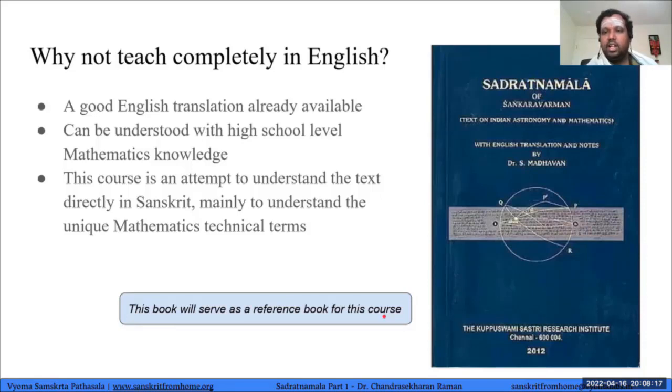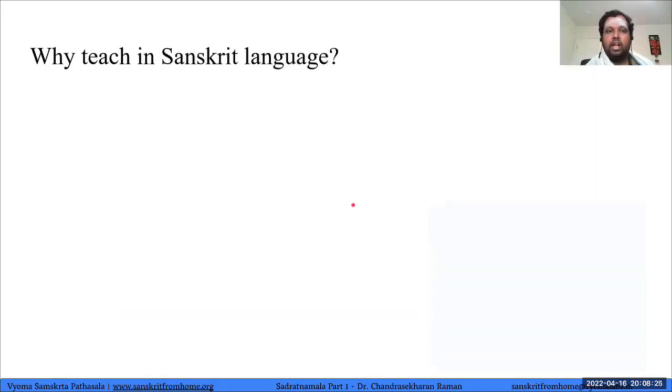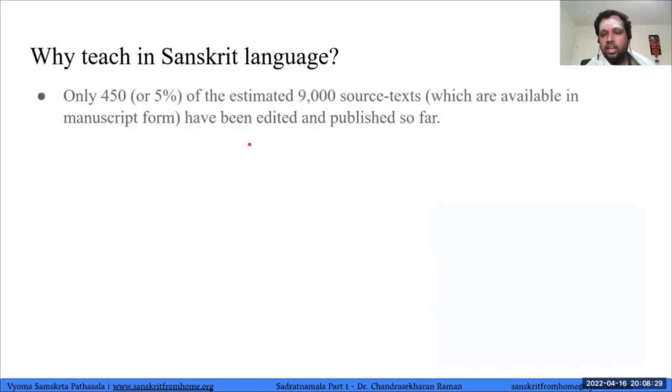We will only use another small manuscript which is available online as a text. Okay, and again, why teach the Sanskrit language? There is a very compelling reason, and I'm going to talk about it. Only 450, or 5%, of the estimated 9,000 source texts which are available in manuscript form have been edited and published so far. This is a very, very low number, 5% of the 9,000 source texts.